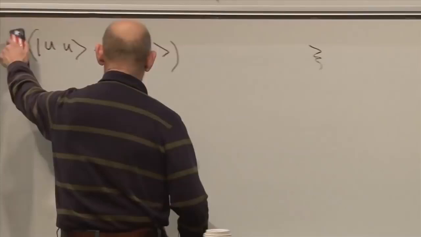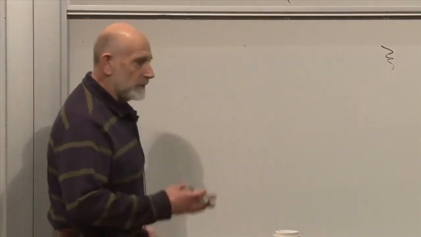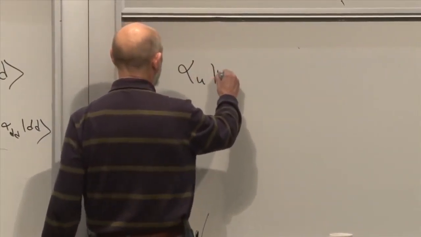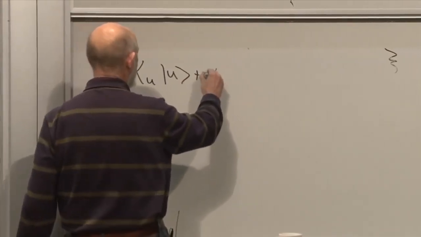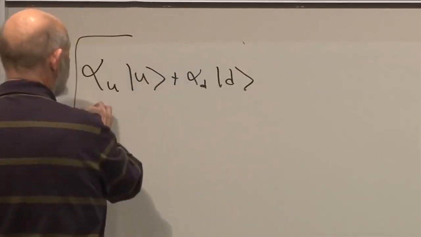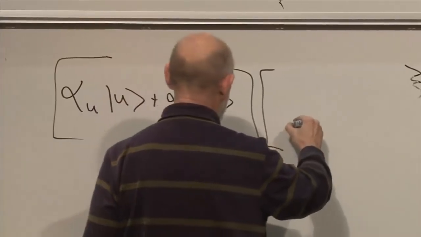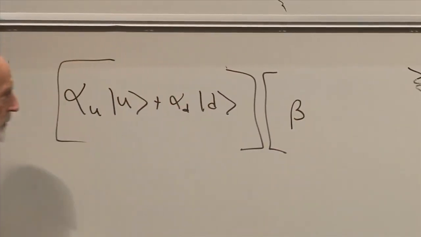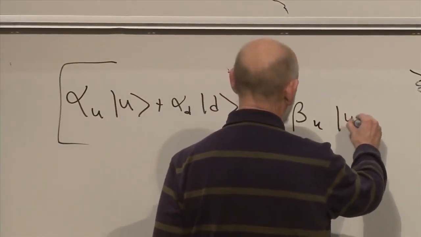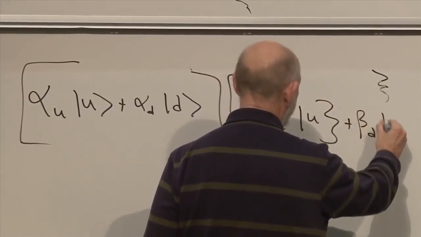The most general, this is not the most general product state. The most general product state can be written as follows. Alpha up, up, plus alpha down, down. That's for sigma. And then for tau, let's call the coefficients beta. Beta up, up, squiggly, plus beta down, down.